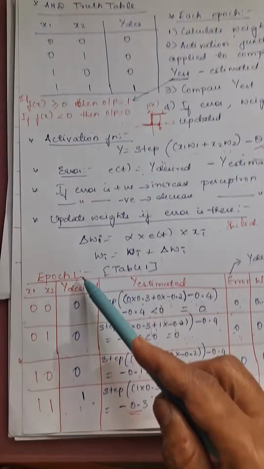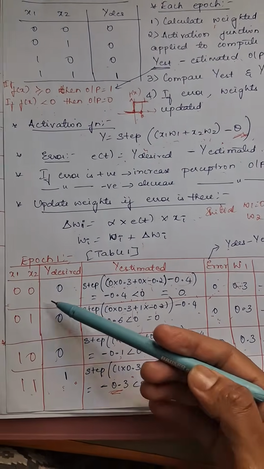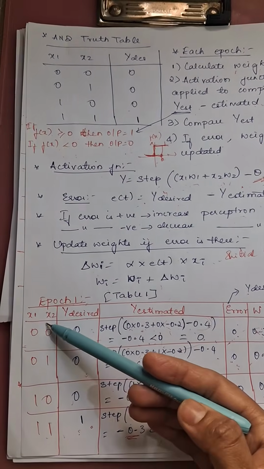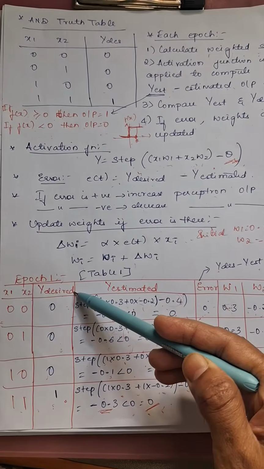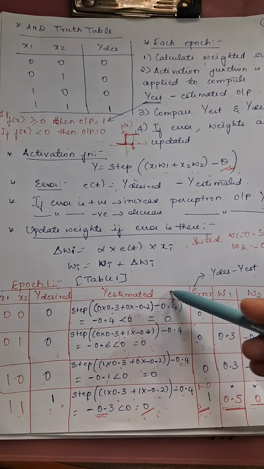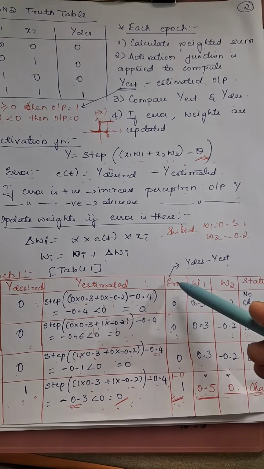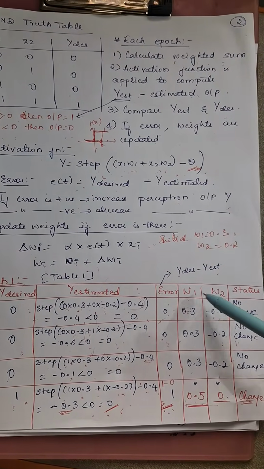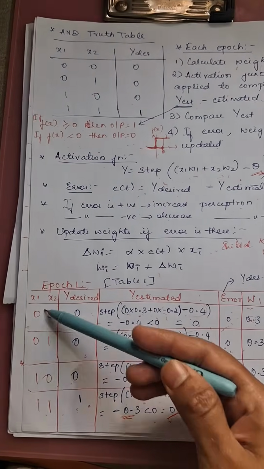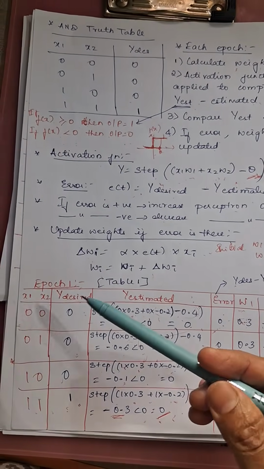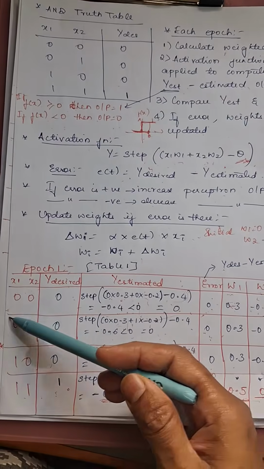So this is the first epoch and this is my first table. In the table, first you write the inputs. These are the inputs to our boolean function, x1, x2. This is the desired output, that is y desired. Then this is the estimated output, y estimated, error, w1, w2. These two will be the updated weights and this is the status. First, these three columns you can fill easily. Okay, so these are all the different combinations.